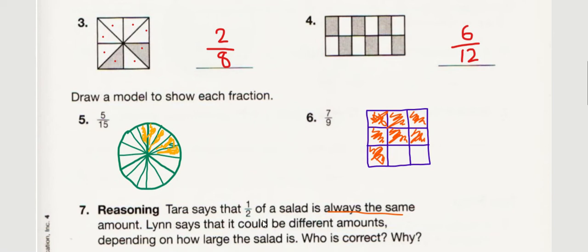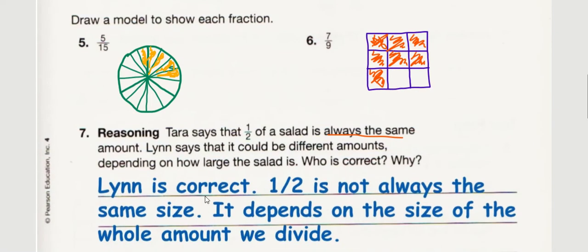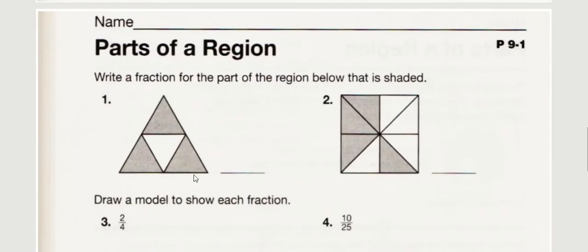Do you think that a half of a watermelon is equal to a half of an orange? For sure not. So, the half is not always the same. It depends on the whole amounts that we divide. So, who is correct? Yes, Len. Len is correct because half is not always the same size. It depends on the size of the whole amount we divide. Good. Now let's move to the second page.